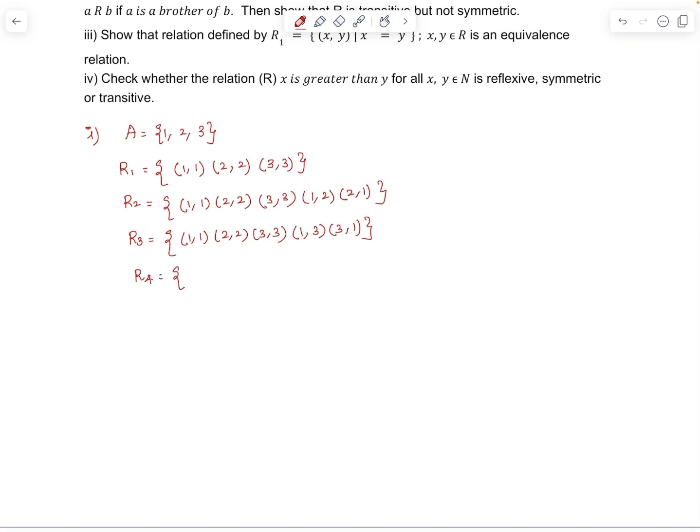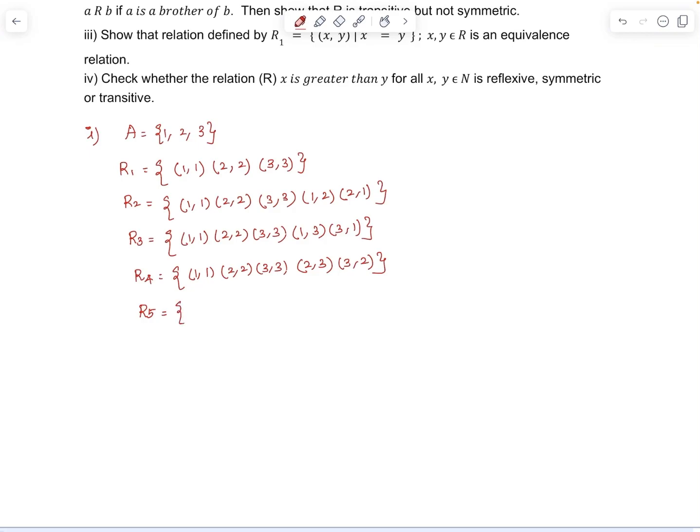R4 has (1,1), (2,2), (3,3) and let's introduce (2,3) and (3,2). R4 is reflexive. For (2,3), (3,2) is there, so it becomes symmetric. For (2,3) and (3,2), (2,2) has to be there and it is also there. So it becomes transitive. This is another equivalence relation.